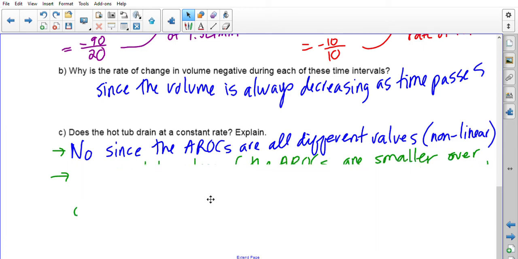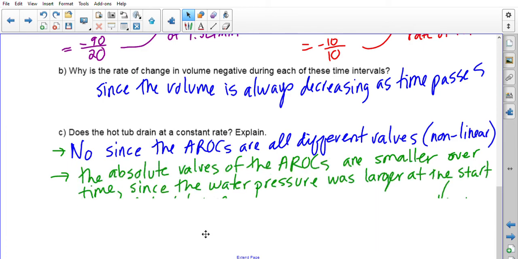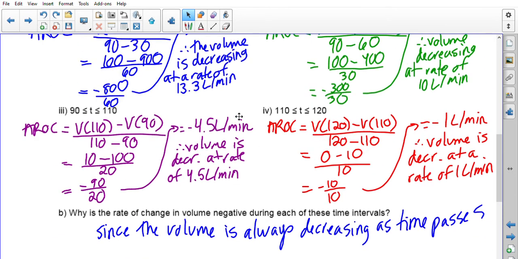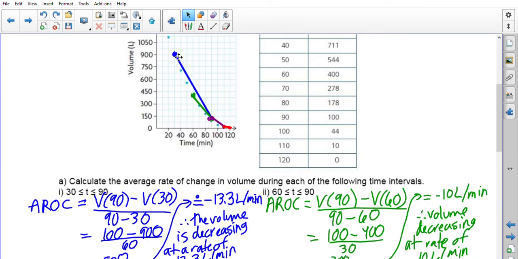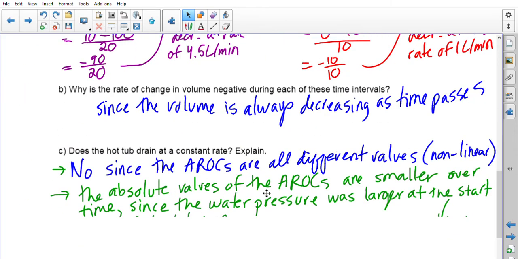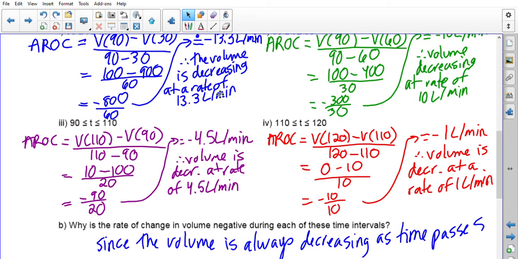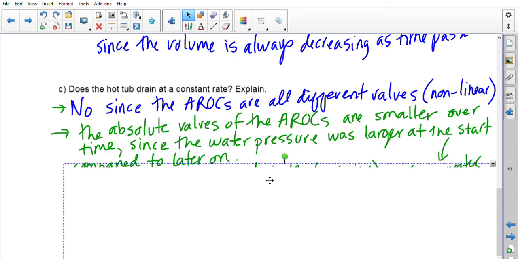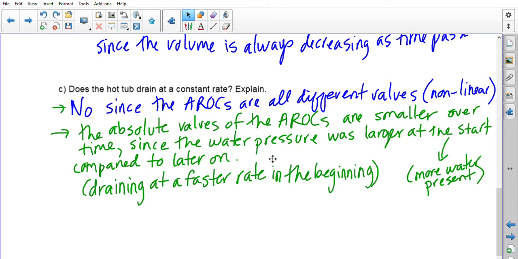All right, also something else that you should notice here is the absolute values of the AROCs. As you go over time, I know all these intervals aren't the same amount, but as you get closer to the bottom, you should notice that the absolute values of the AROCs are getting smaller. 13.3, 10, 4.5, 1. And remember, absolute value means the positive version. So why do you think that was happening? Why is it changing in terms of this scenario?